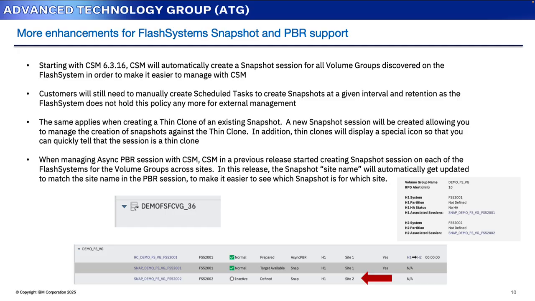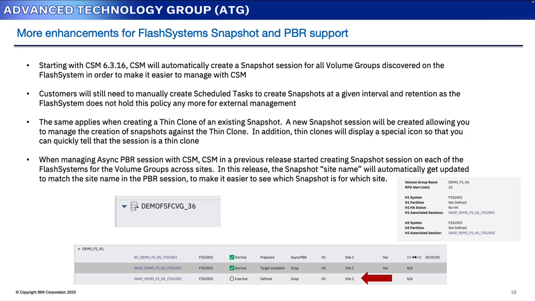All right, the last set of features I'm going to talk about are all FlashSystem related. So let's talk about some snapshot and PBR support enhancements. First, all volume groups will now have automatically generated snapshot sessions. We used to do this with Safeguarded Copy 1.0, because the hardware had a policy. Well, when Snapshot came along, the policy moved off of the hardware for external management, and so we didn't automatically create those sessions. We had customers create them.